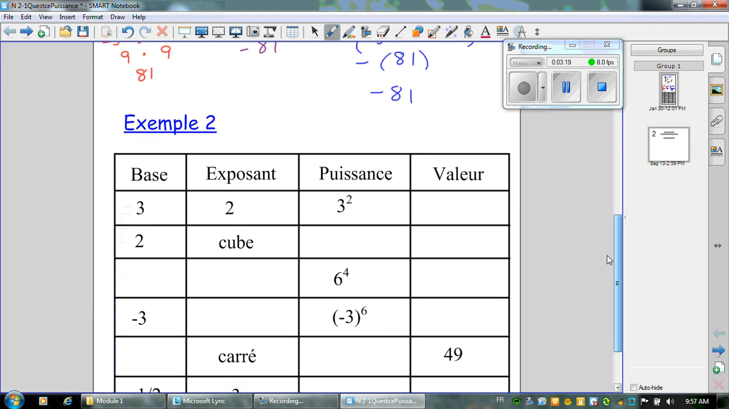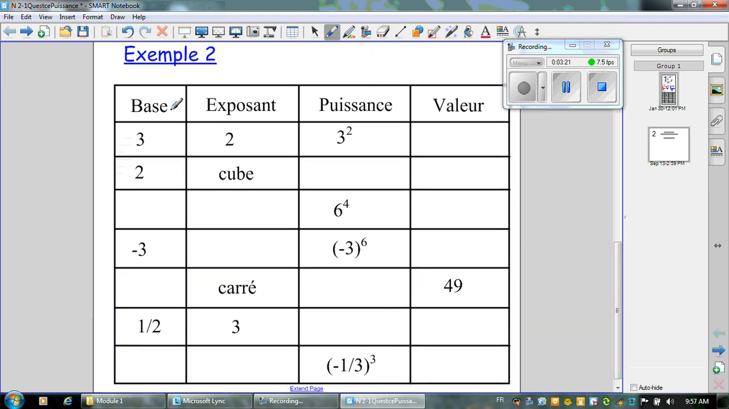Final example here is just to fill in the table. So if the base is 3, the exponent is 2, this is the power. And the value of 3 squared is 3 times 3. So 3 squared would be 9. Second one, 2 cubed. Now cube has 3 dimensions, so 2 to the power of 3. So that's 2 times 2 times 2. 2 multiplied by 2 multiplied by 2. So it's equal to 8.